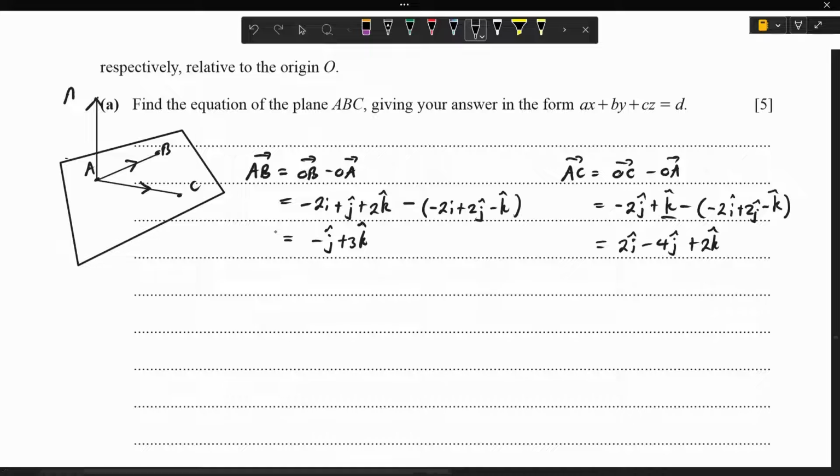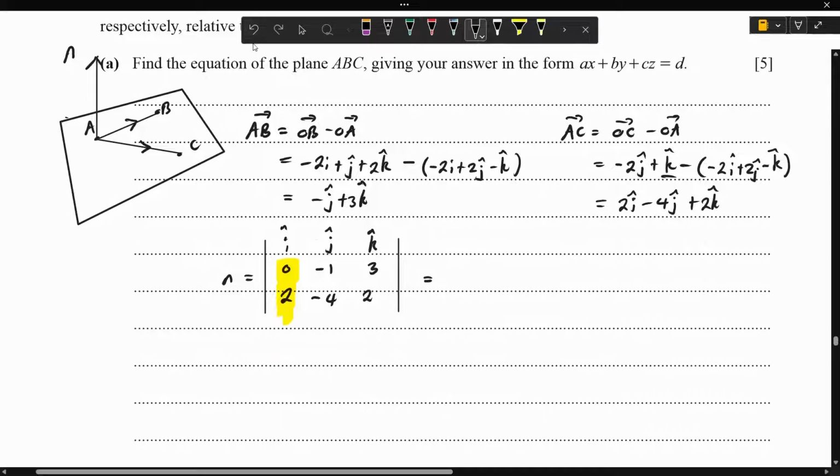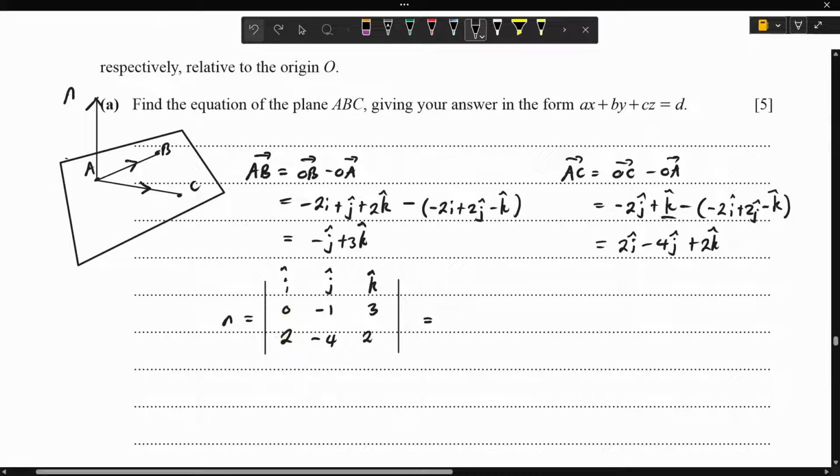So in order for us to find the normal n, we have to do vector product. So say here i, j, k, all right? And we'll be having, for the first one, minus j plus k. So that's basically 0, minus 1, 3. And for this one, that's 2, minus 4, 2. All right. So what this is going to give us is we will close out these and we will do minus 2 minus minus 12, which will give us 10. Okay, so that's 10i that we will get from here.